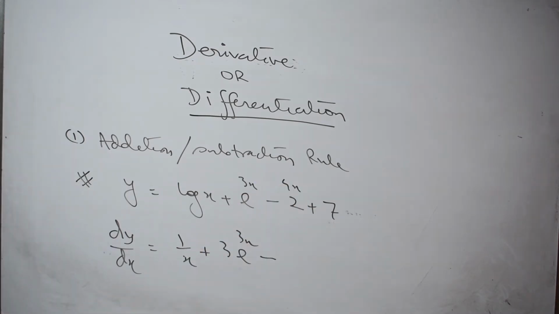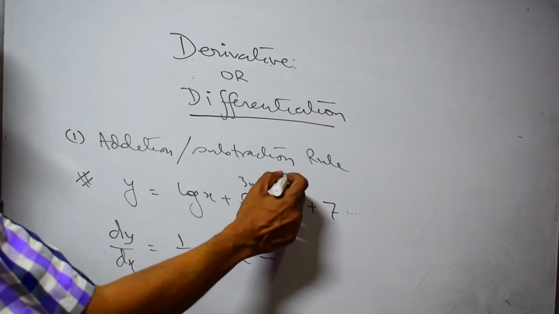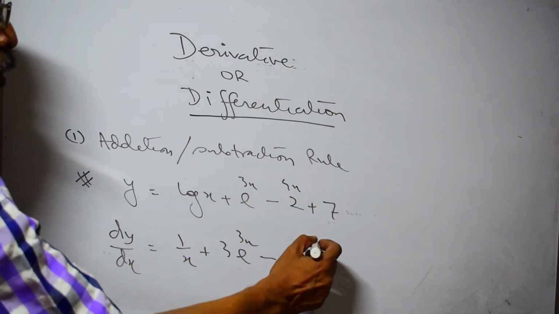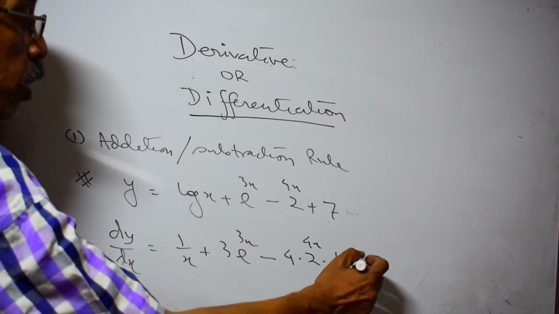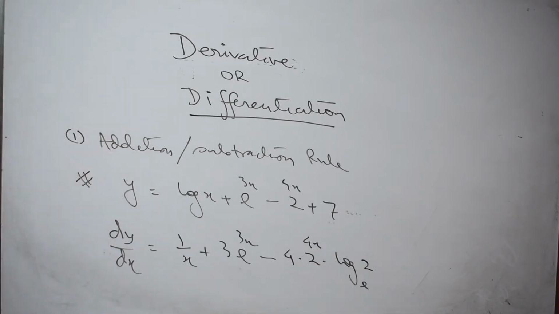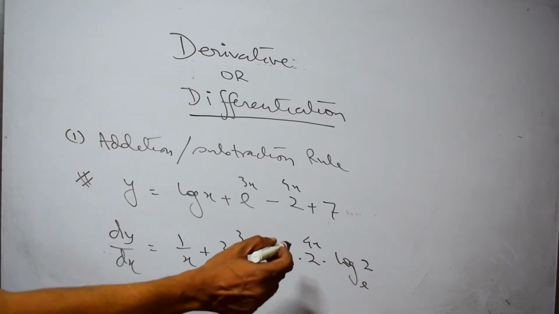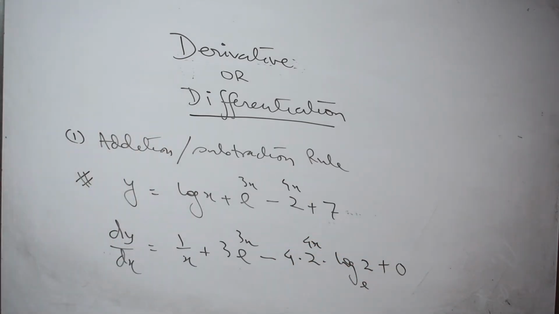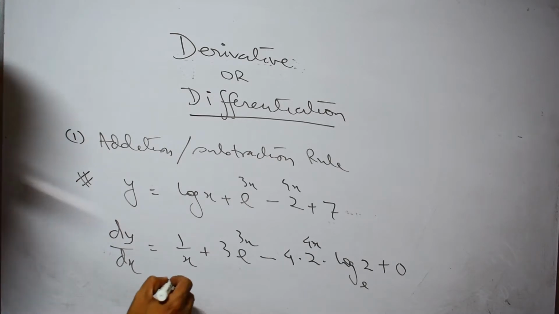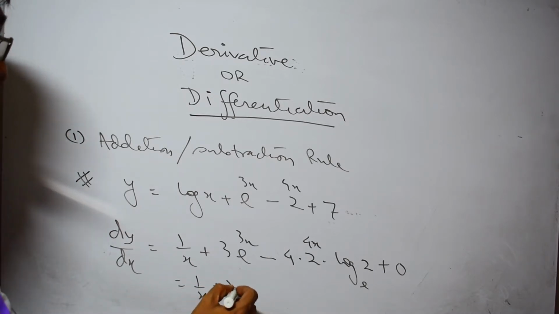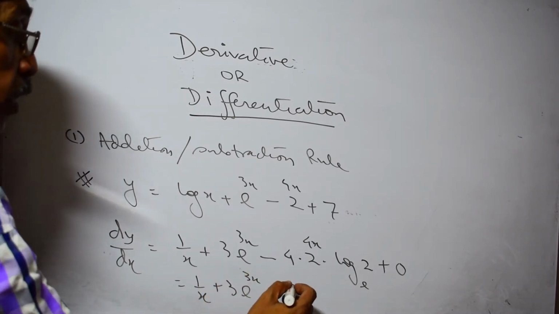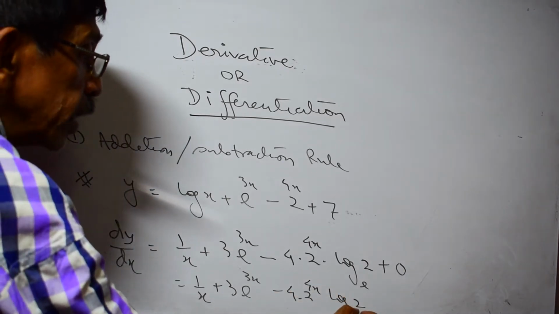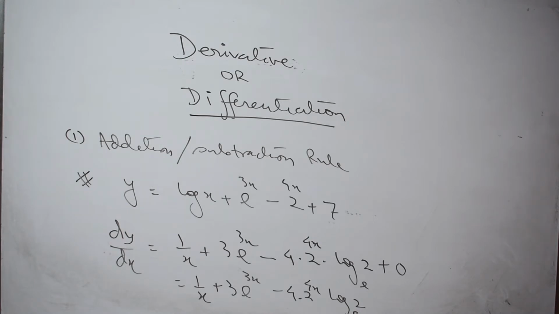Then 2 to the power 4x is of the form a to the power kx. Here k is 4 and a is 2, so it will be 4 into 2 to the power 4x into log 2 with the base e, and the derivative of 7 is 0. So your final answer is 1 by x plus 3 e to the power 3x minus 4 into 2 to the power 4x into log 2 base e. This is the final answer. This is the addition rule.